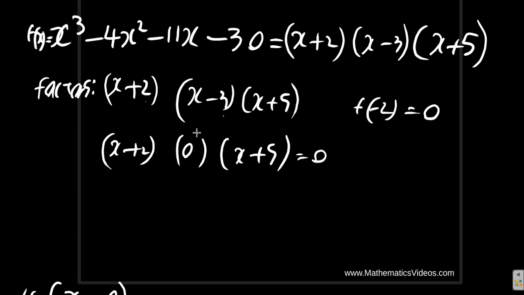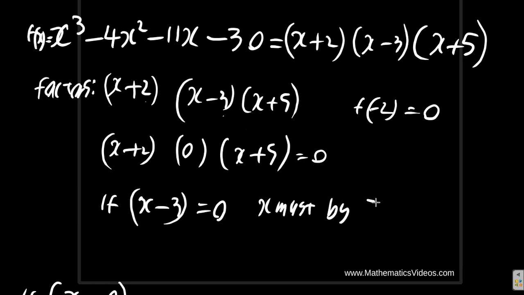How can we make this part 0? Just make the x minus 3 equal 0. So, if x minus 3 is equal to 0, what would the x have to be? X must be 3.